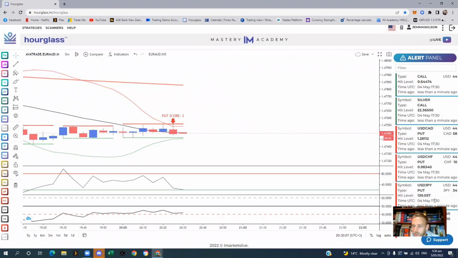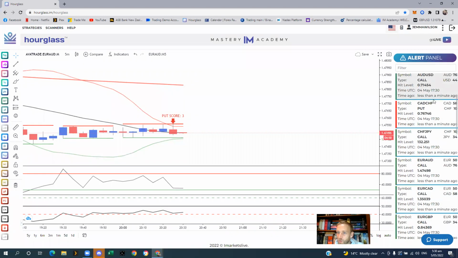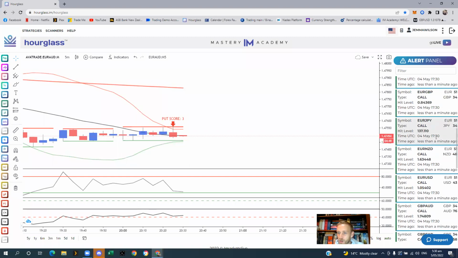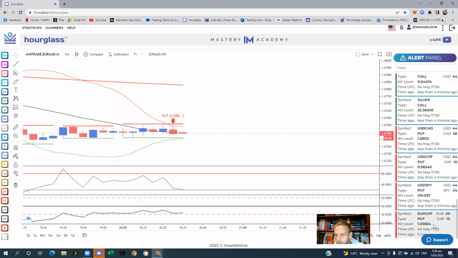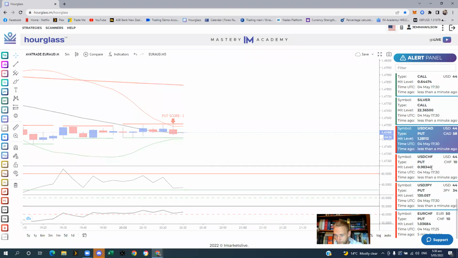Sometimes what I do is, because they'll spit these out in order, they'll do all the AUD pairs at the top. So sometimes if I've been playing around with the top for a while and it hasn't been working out for me, I'll come down to the bottom and try and find some calls here. All of these are no good because the currency strength is in the wrong direction for the call. This one here is okay. It's not a 20-point spread though.